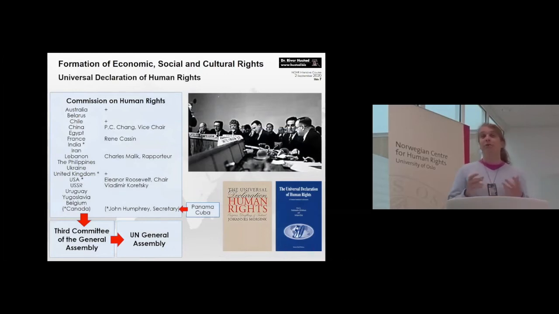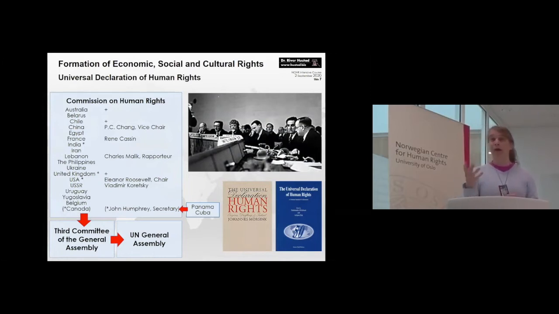In 1948, that freedom from want was included in the Universal Declaration of Human Rights. I put this up because people often say, oh, well, the Universal Declaration is a Western concept of human rights. But if you look there at the countries that were represented on the commission, and then the names there, those were the people who were the core group.